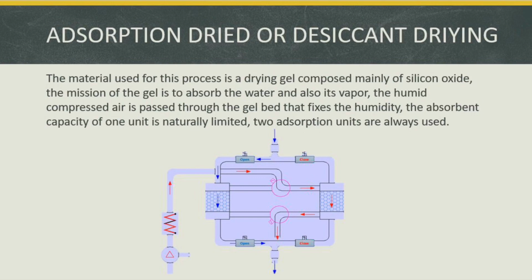Two absorption units are always used. If the gel from the first absorption unit is saturated, the equipment switches to the second unit, while the first unit is regenerated by a drying process with hot air. Unit 2, which is in parallel with Unit 1, can be used for drying compressed air.